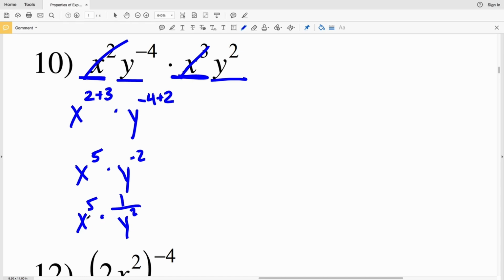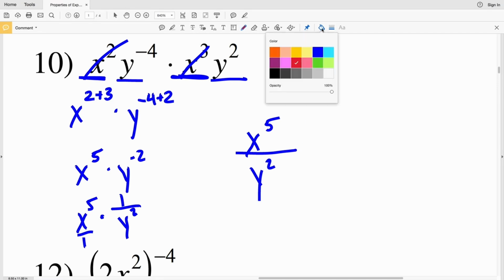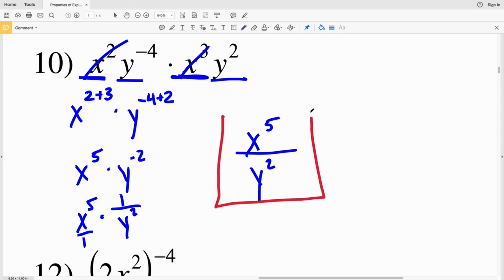So now I'll multiply my numerators. X to the 5th is the same as x to the 5th over 1, so x to the 5th times 1 is x to the 5th, and 1 times y squared is y squared. So I'll have x to the 5th over y squared as my solution in number 10.